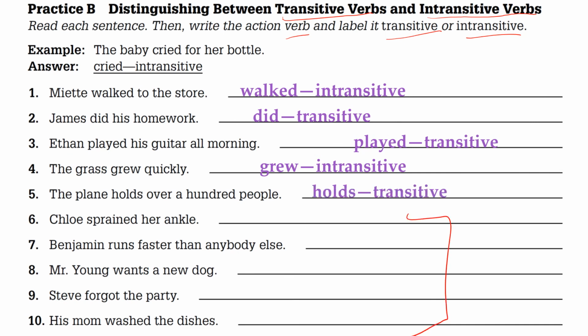Okay, as you see, I just do it quickly because it's just a matter of asking yourself. Once you find the verb, you just ask yourself what and whom. If there is an answer, then it is transitive, which means there is a receiver of the action. If there is no answer, therefore it is intransitive, no receiver of the action.